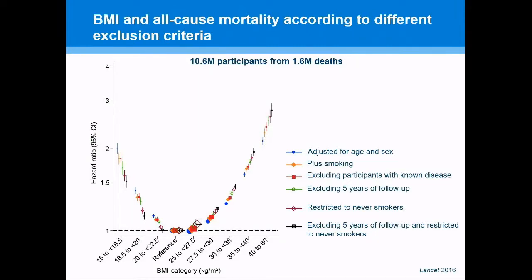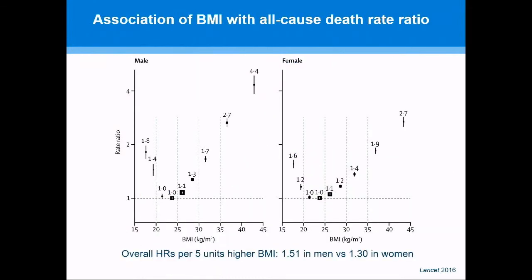So suggesting that, for example, many of the previous analyses that didn't apply all these criteria, sometimes due to the limited sample size, possibly were not able to reliably assess the association between BMI and mortality. And so what was the association once we applied these criteria? So this is the association in male and female.